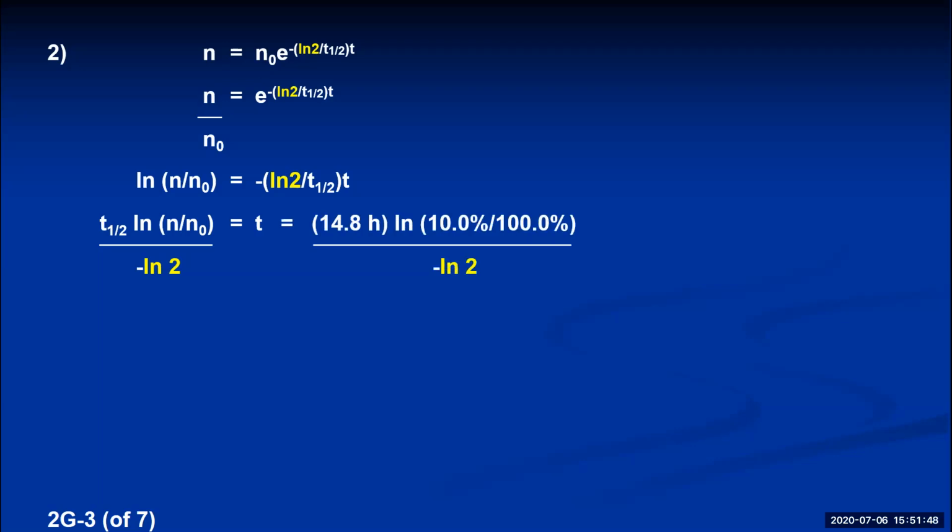The half-life is 14.8 hours. The N naught value of 100 goes in the denominator, the N value of 10% goes in the numerator, and divide it by negative natural log of 2. If you switch that to positive natural log of 2 on the bottom, that means in the numerator, the natural log term would be N naught over N. You would have 100 over 10. Either way would be correct. This turns out to be a decay time of 49.2 hours.